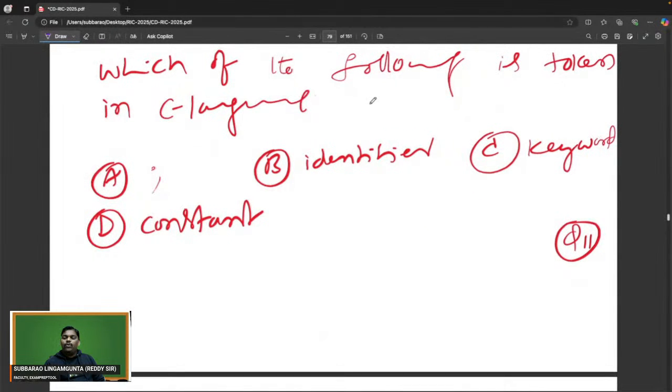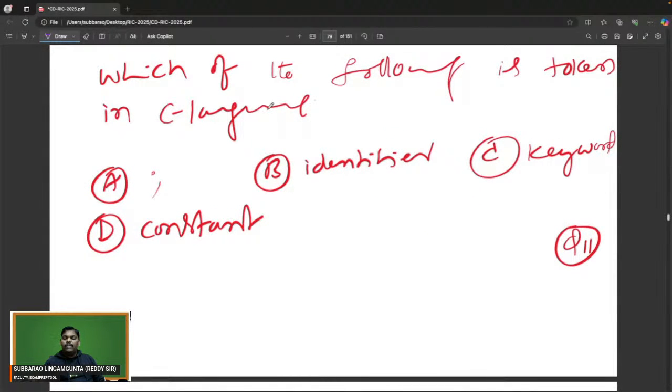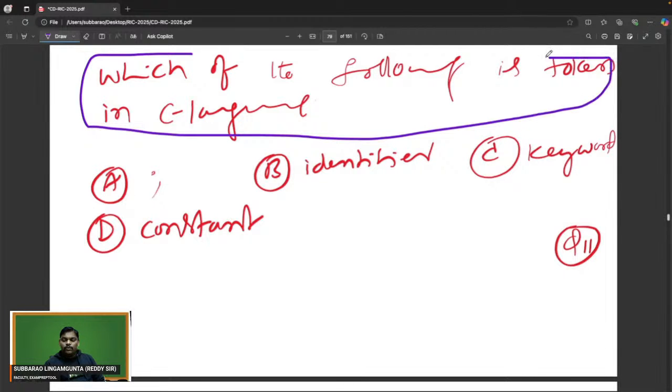Can you go here? Which of the following is a token in C language? I'm repeating once again: which of the following is a token in C language?